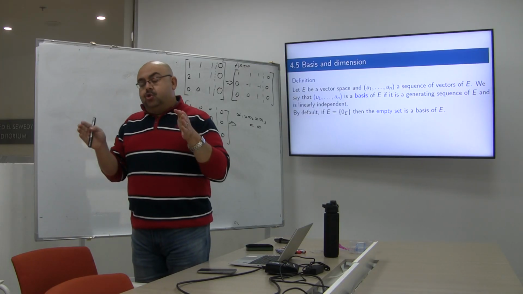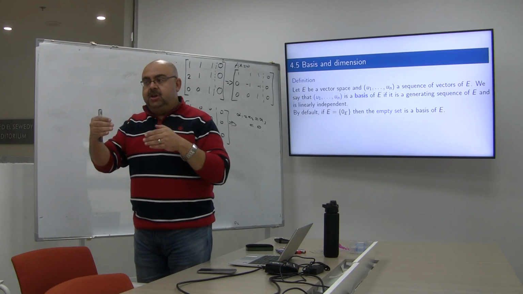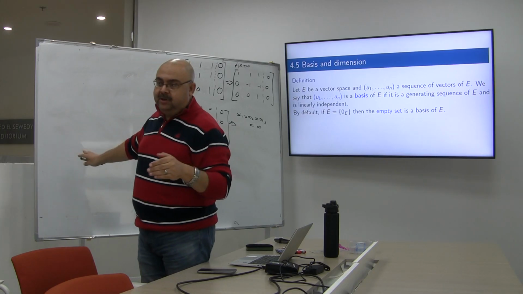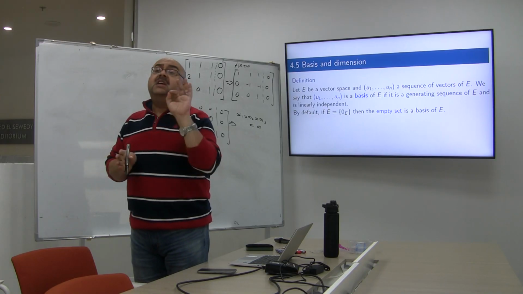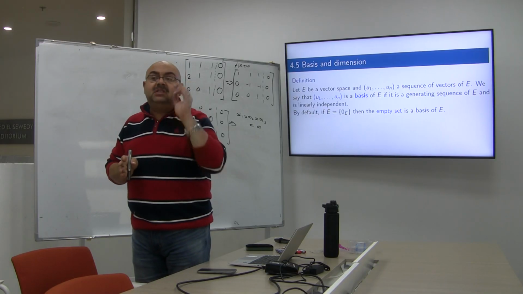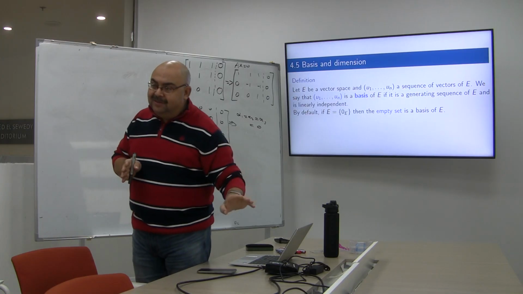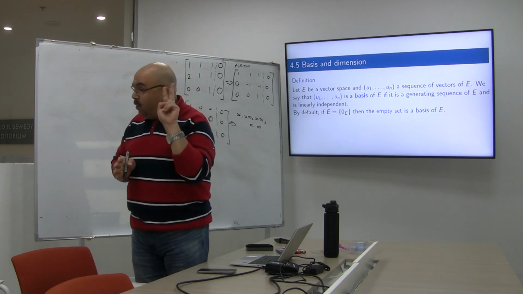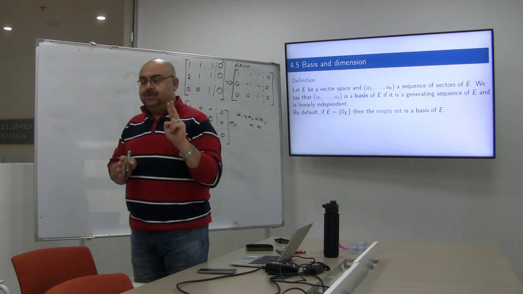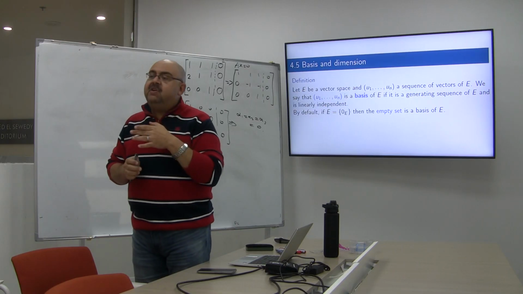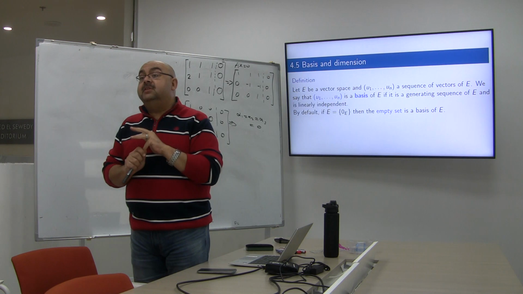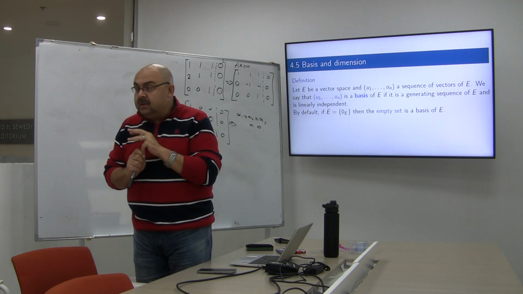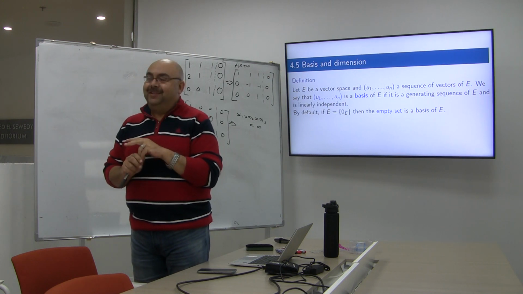Number one, the set of vectors is linearly independent. We know how to check linear independence. And number two, the set of vectors can generate any vector that belongs to E. So how many conditions? Two conditions. Usually, in most cases, if the linear independence condition holds, they will be able to generate everything.